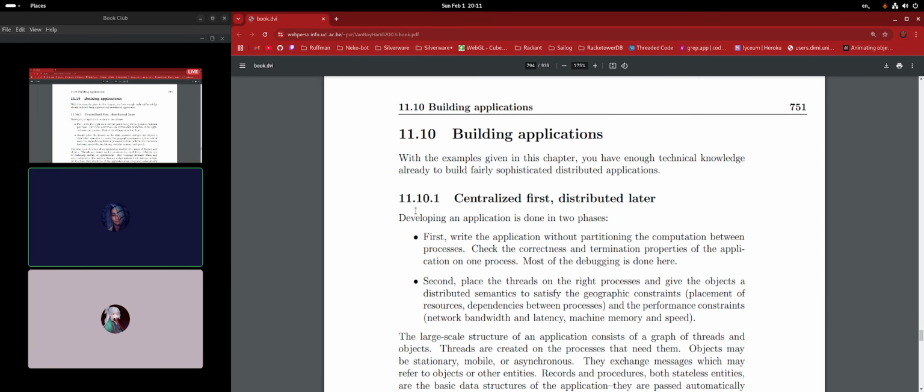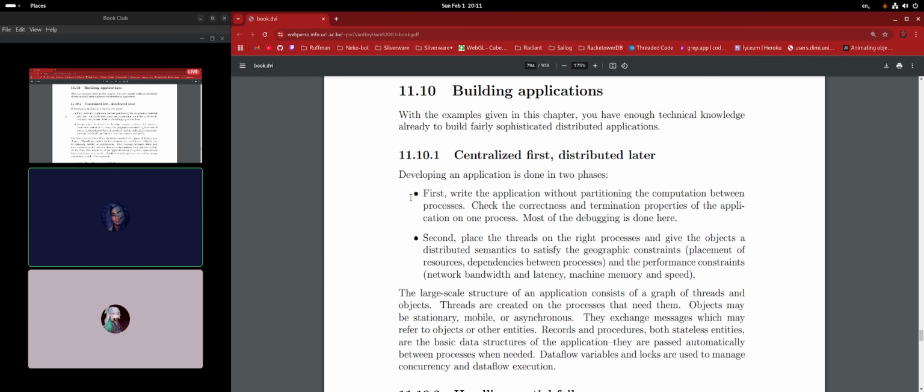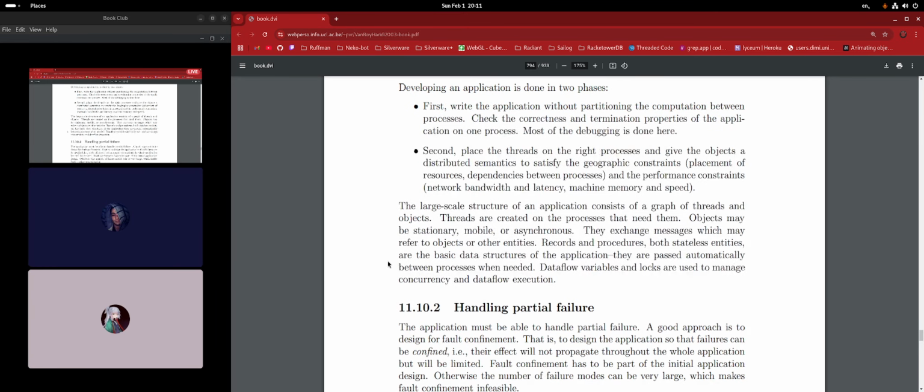And then finally, building applications. Essentially, the rule of thumb is do it the dumb way first, and then we talk about it. So first, write the application without partitioning the computation between processes. Check the correctness and termination properties of the application in one process. Most of the debugging is here. Second, place the threads on the right processes and give the objects distributed semantics to satisfy the geographic constraints and the performance constraints.